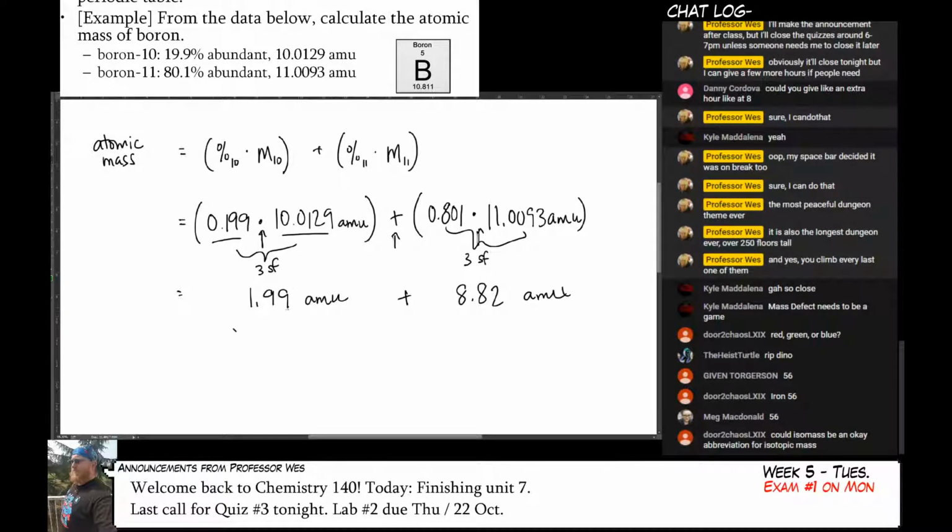Now I have an addition. Since it's addition, I'm going to go to the place that both have a sig fig in, which is the hundredths place. So if I do 8.82 plus 1.99, I get 10.81 AMU.